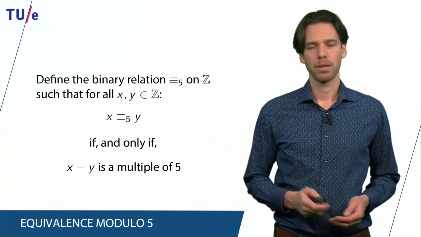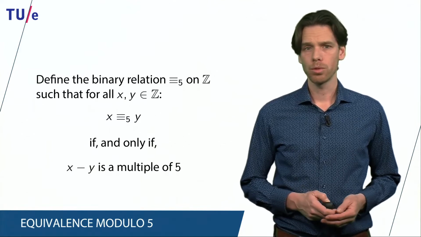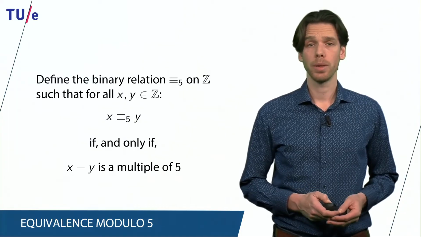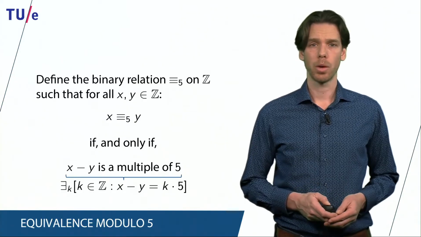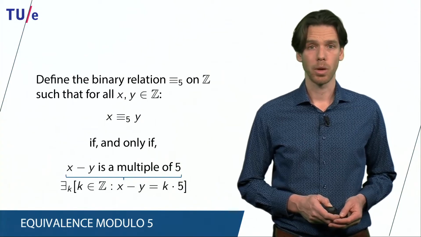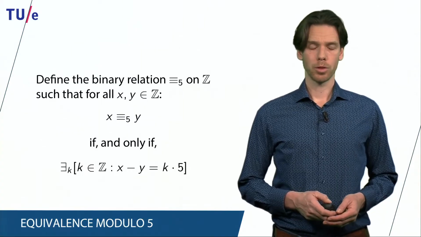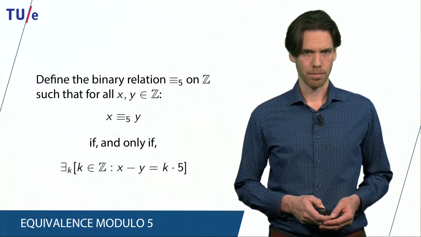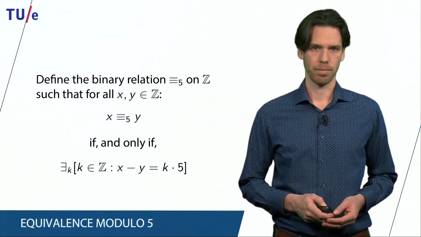We now wish to prove that equivalence modulo 5 is an equivalence on the set of integers. And because we want to root our arguments firmly into mathematics that everybody knows and understands, let's first formalize being a multiple of 5 in terms of multiplication. Note that x minus y is a multiple of 5 if and only if there exists an integer k, such that x minus y is k times 5. Now we will proceed to prove that equivalence modulo 5 is indeed an equivalence using this alternative formulation of the definition. Note that we now need to prove that this relation is reflexive, symmetric, and transitive.